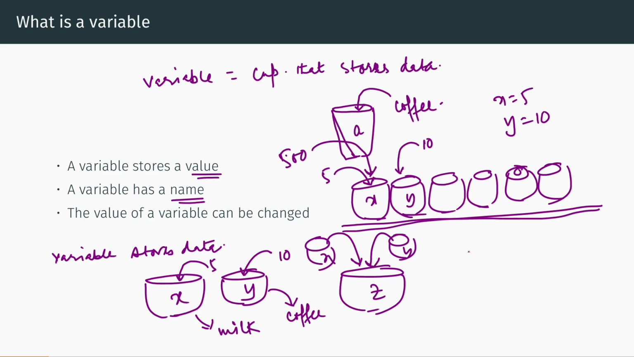Once you store the data in a variable, once you say X equals 5 and Y equals 10, you forget about the data. You don't worry about the data anymore. All you do is use X and Y, the names of the variables, to refer to that data. So a variable stores data, and a variable has a name which is used to access that data.